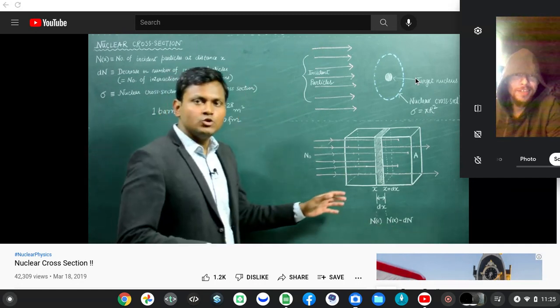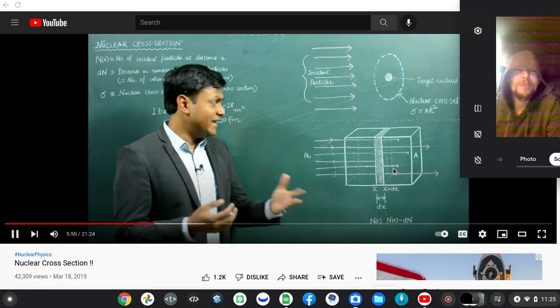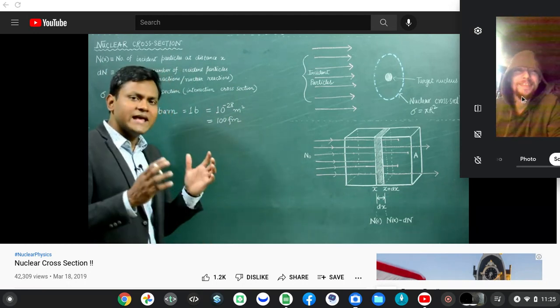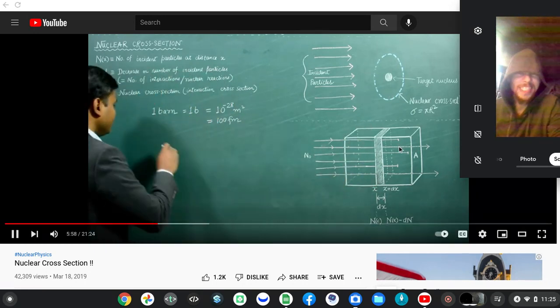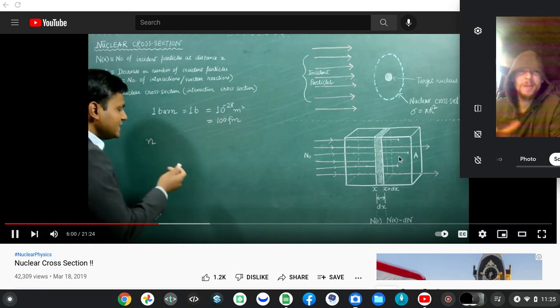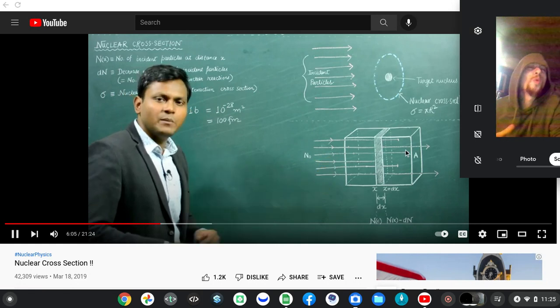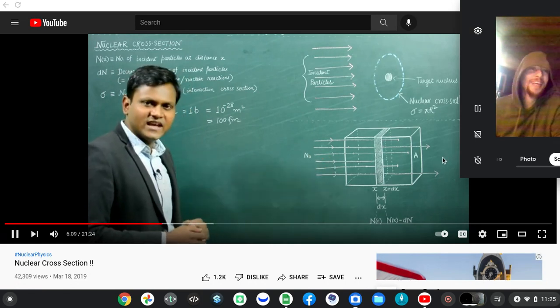So to calculate how many interactions will take place, we need to know how much target nuclei exists within this small slice. So let's suppose the number density of the target nucleus within this small slice is basically given by n. So the n is the number of atoms per unit volume in this kind of a material. So it tells us about the number density of the atoms inside this kind of a material.